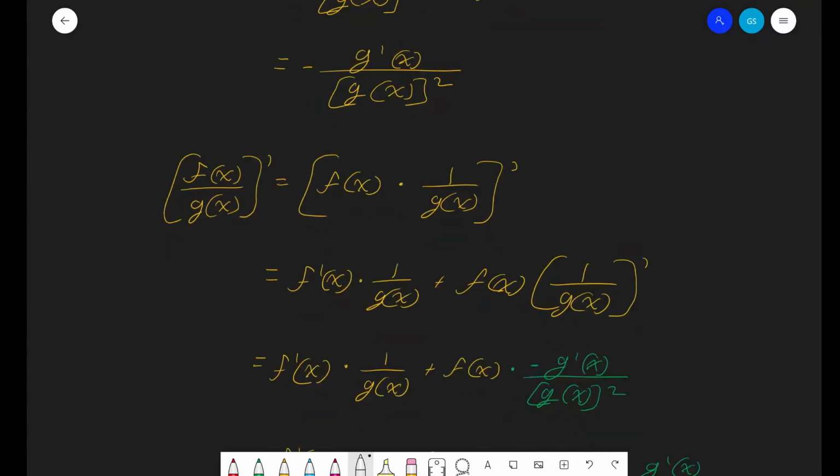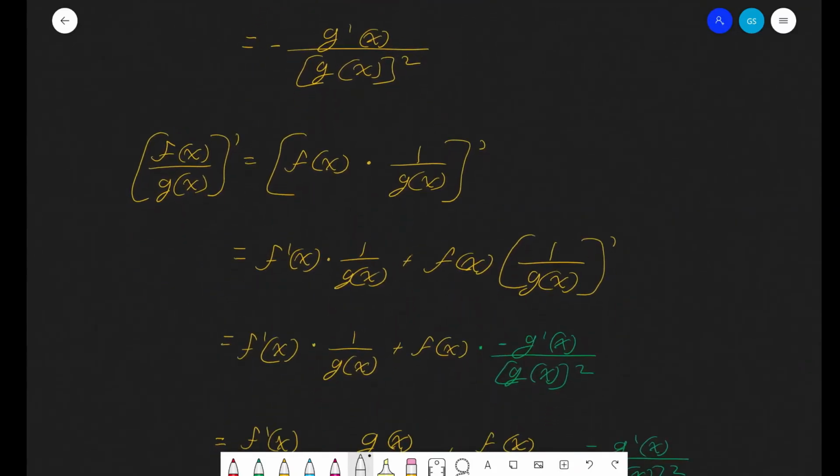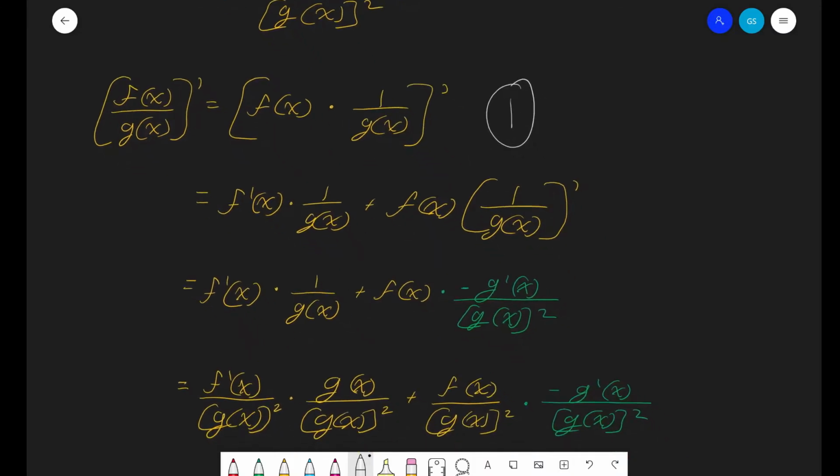This one, I went a little cheeky. Since I had already solved the previous one, I just plugged it in. So in f of x over g of x prime, I split up the fraction here in step 1. Then I used the product rule. This is the product rule. To achieve this, I used the product rule. Hopefully you can see that.